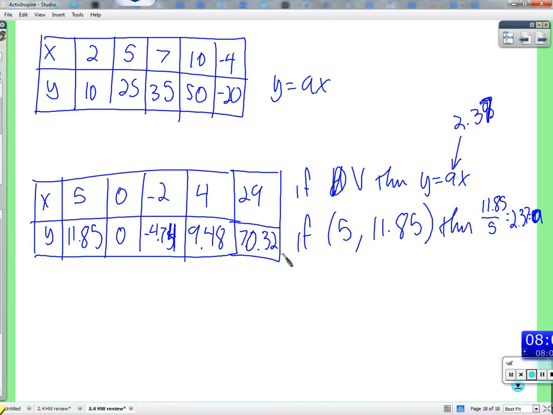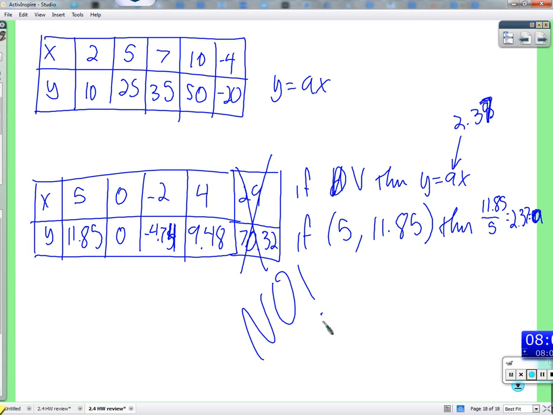68.73. So even when I fix this negative 2 thing here, it doesn't work for 29. Even though it worked for all of the other ones, it didn't work for this one. Is this an example of a direct variation relationship? No. Because whatever A is, the one you found from this first set has to work for all of them, and it doesn't work for the last one, so it's not. Cool. That's a no. We use 2.42482758. Well, that would work for 29, but then it wouldn't work for any of these other ones. Okay.